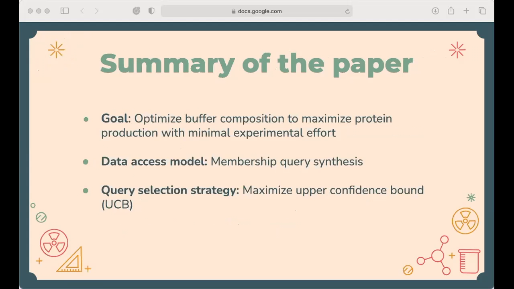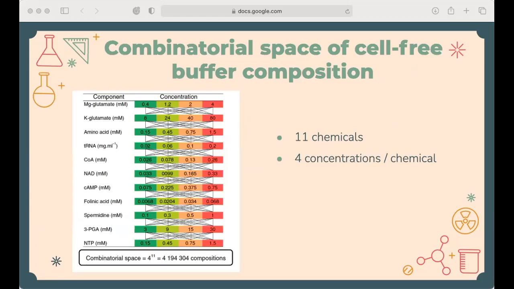Here's a one-slide summary of the paper. The goal is to optimize buffer composition to maximize protein production with minimal experimental effort. The data access model used is membership query synthesis. The query selection strategy is to maximize upper confidence bound, UCB. Now let's dive into the paper.